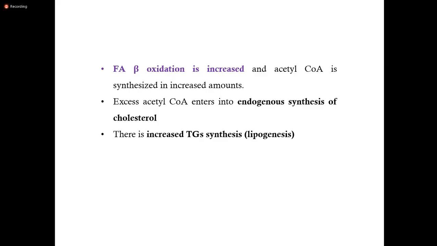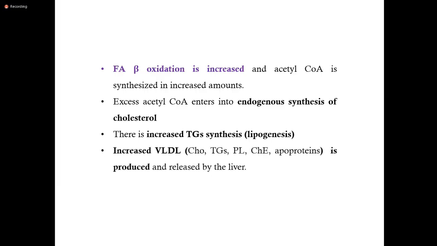So when there is increased fatty acid synthesis, what happens ultimately? There is increased triglyceride production. When the diabetes is not under control, because of mobilization of the stored fat in the adipose tissues, there is increased production of fat in the liver. So when there is increased production, what happens? There is increased output of very low density lipoprotein from the liver.